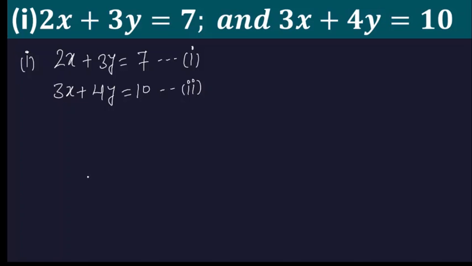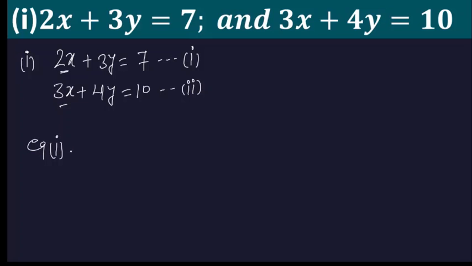So what we have to do is make the coefficient of x or y, either one of them, it is up to you, the same. If I want to make the coefficient of x the same, we have to interchange their coefficients. Interchange means here the coefficient of x is 3 and here the coefficient of x is 2. So I will exchange the coefficients.